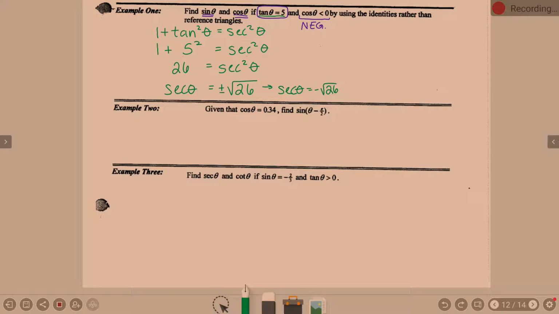And that's because cosine is negative. So because cosine is negative, secant is negative. Now, I found that lovely piece of information. Was that even asked for me to find? No. The request was to find sine and cosine. Well, what do I know? If I know secant is the negative square root of 26, what do I know about cosine?